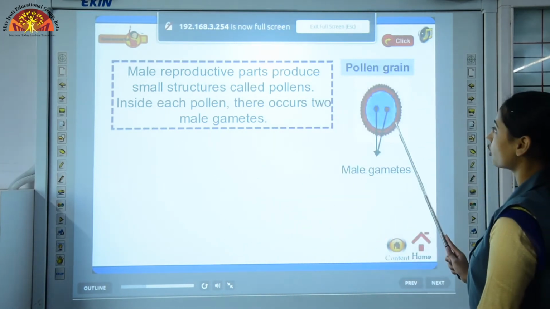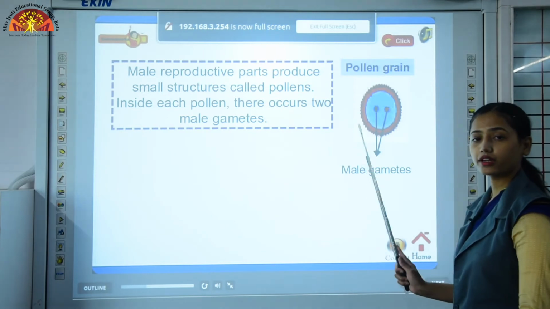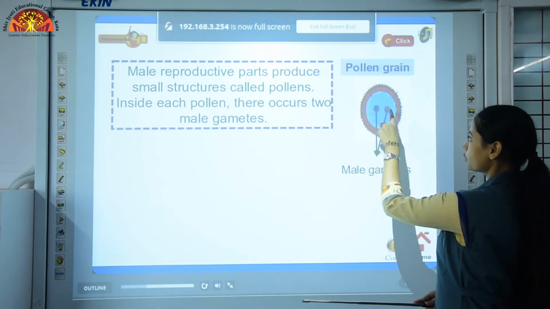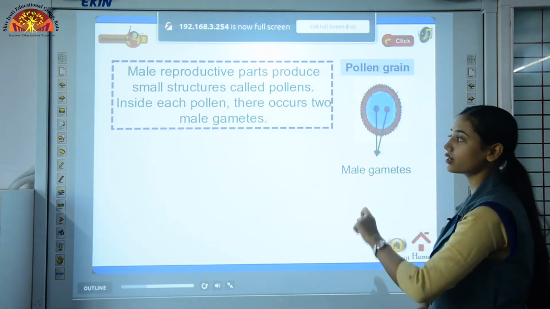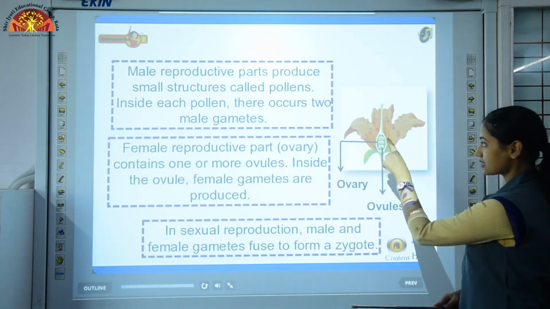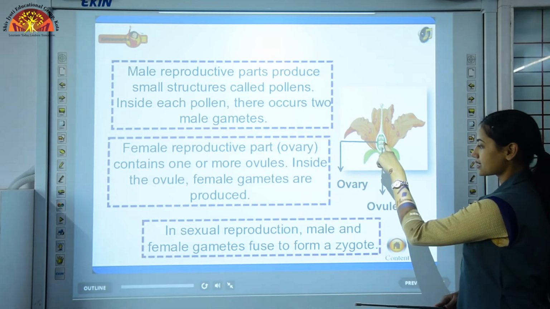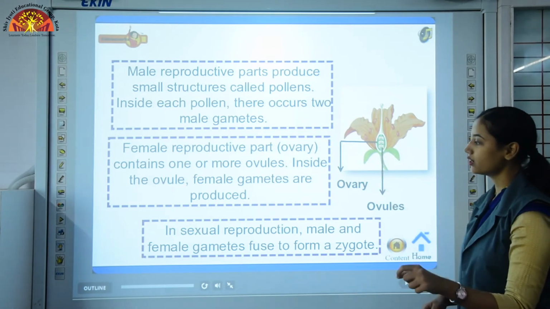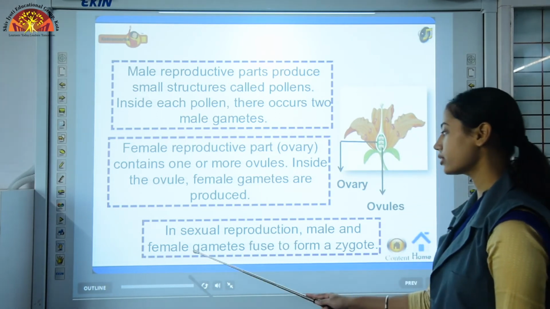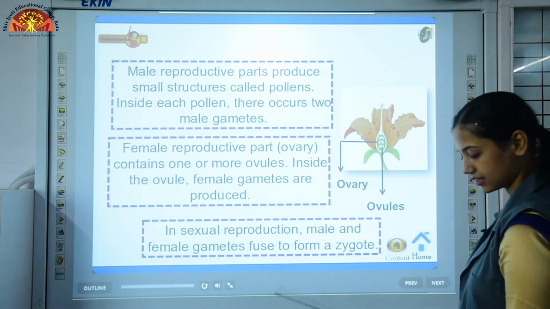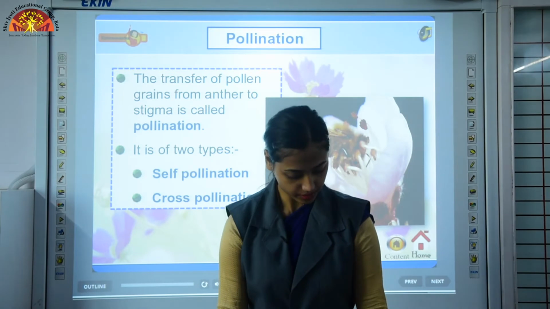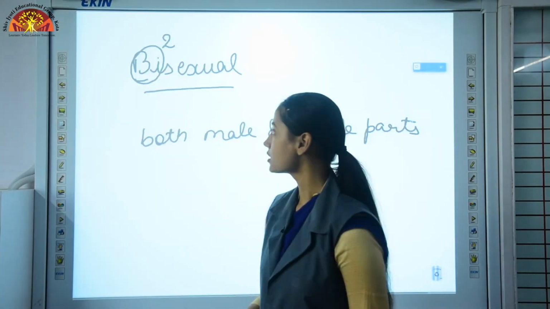Okay, this is structure of pollen grain. As I told you, pollen grains are present inside anther, and inside these pollen grains you can see 2 dots. These are male gametes which are involved in reproduction. And here you can see this is ovary. Inside ovary ovules are present, and inside ovule eggs are present. In sexual reproduction, male and female gametes fuse to form a zygote. Fusion is important, fusion of male gamete and female gamete. Now next topic is pollination.